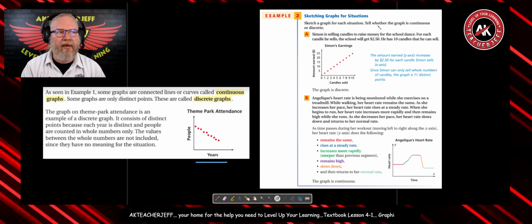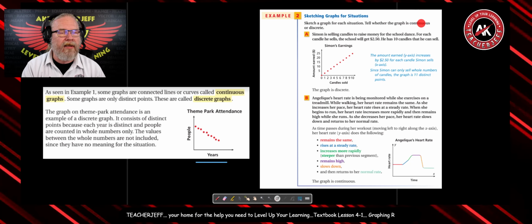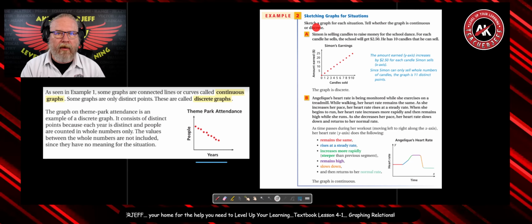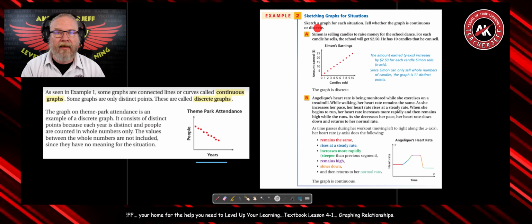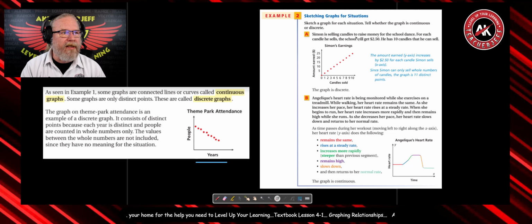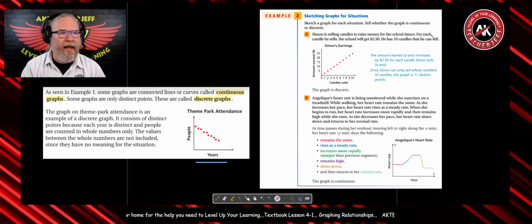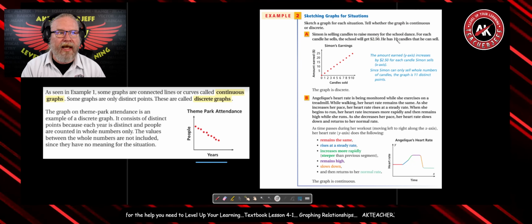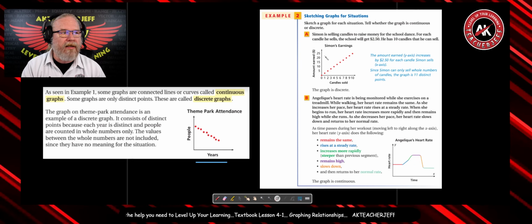Sketch a graph for each situation. Tell whether the graph is continuous, that would be solid lines and curves, or discrete, that would be connected with dots, or dots along the line. So Simon's selling candles to raise money for the school dance. For each candle he sells, the school will get $2.50. He has 10 candles that he can sell. So let's go ahead and make a graph.